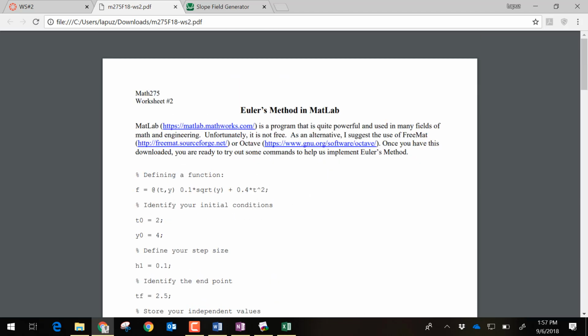You cannot download Matlab for free, but there are 2 free programs that are available. One is called FreeMat, and the other one is called Octave. They're on the top of this page. You can go to their website to see how to download it. I think Octave works better if you have a Mac, and they both work fine for PCs. Question?